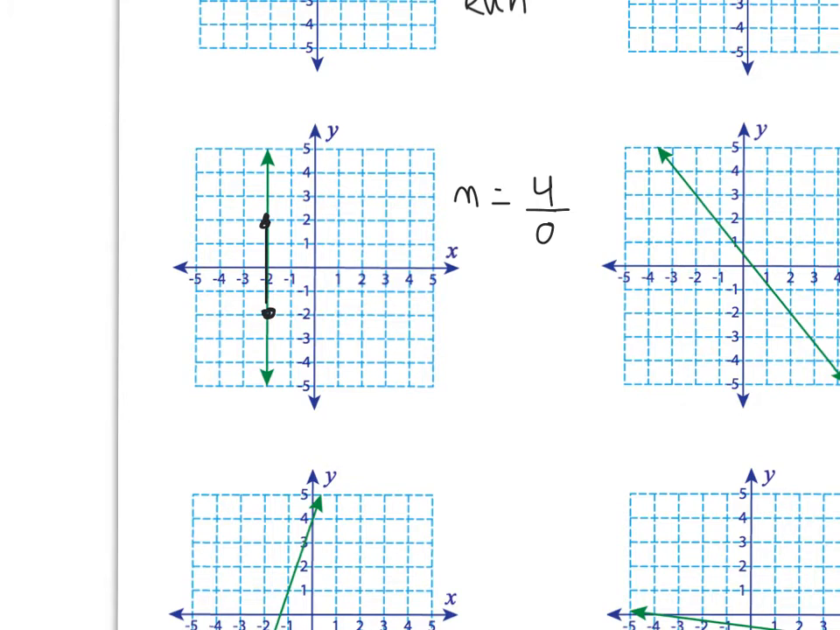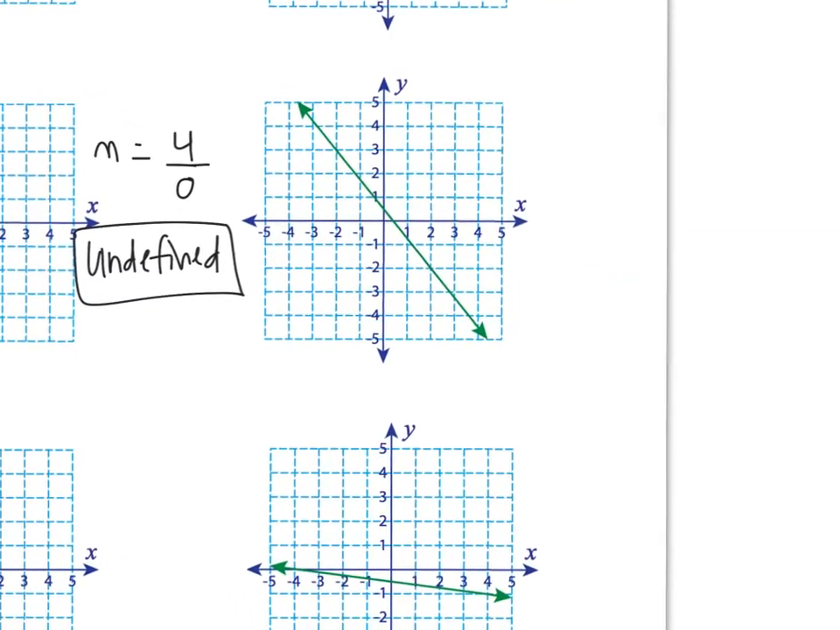So what this means is, again, a vertical straight up and down line is undefined. 4 divided by 0, you can't do. Any number can't be divided by 0. So I'll write undefined for this undefined slope. Okay, let's go to the next example.